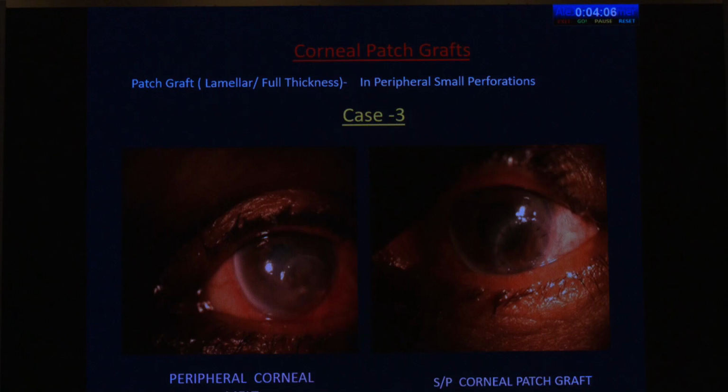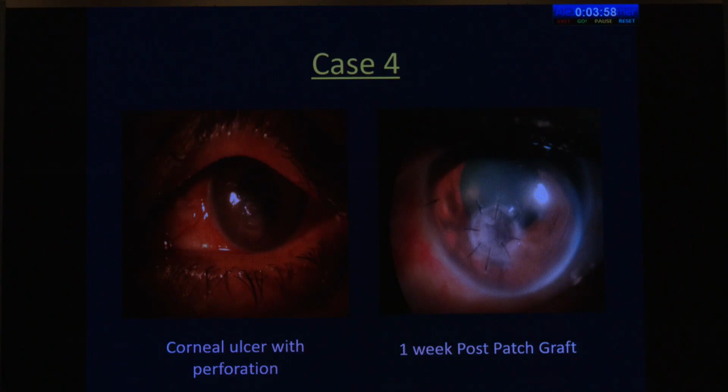For example, this patient came to us with a peripheral corneal ulcer with perforation and a flat AC. So we did a corneal patch graft for the patient. Similarly, this patient also came with a corneal ulcer and a perforation. We did a TA-BCL for the patient, but after 1 week, the patient came with a reperforation.